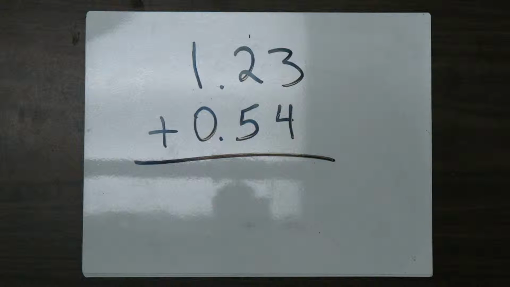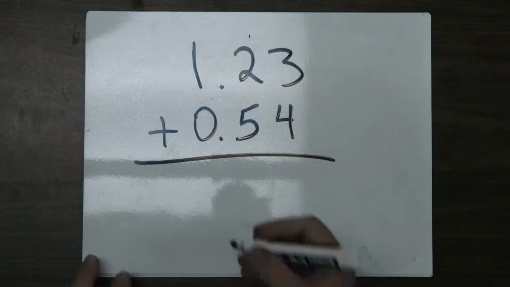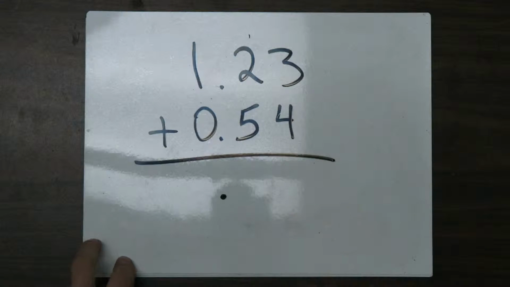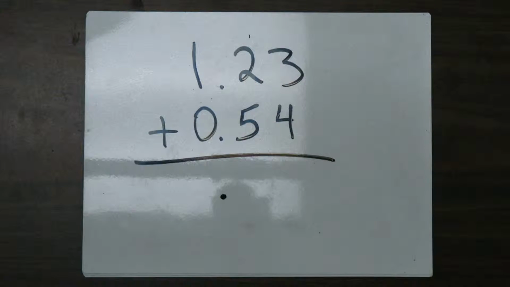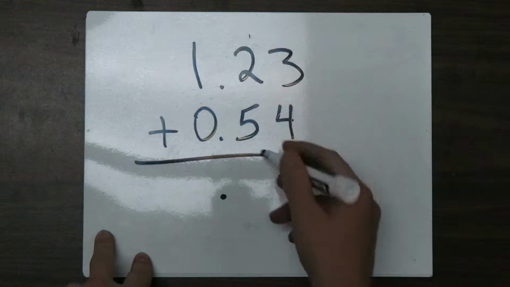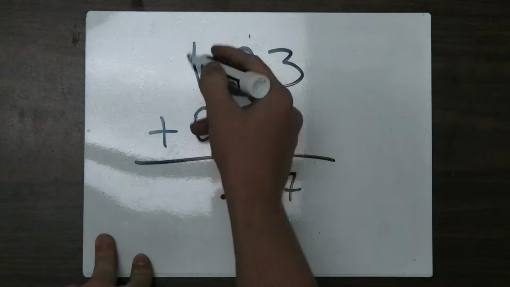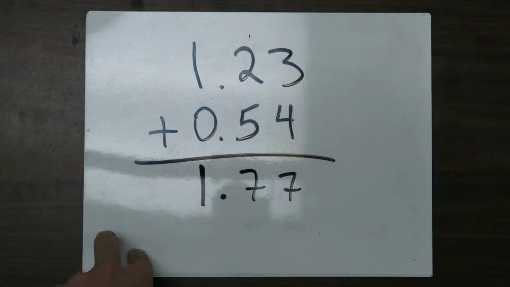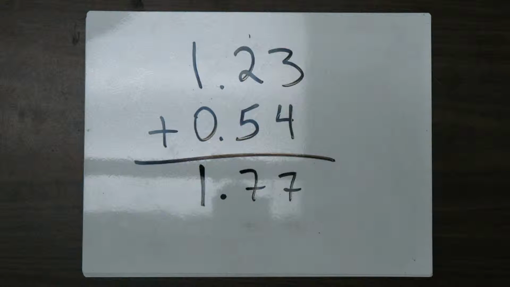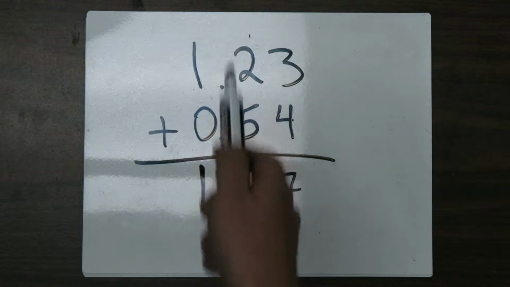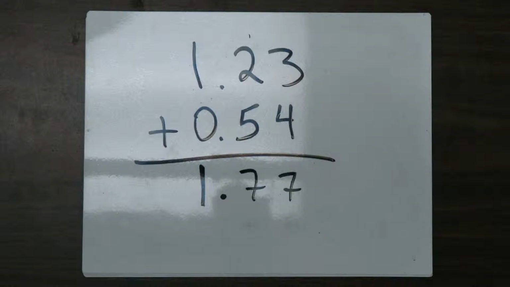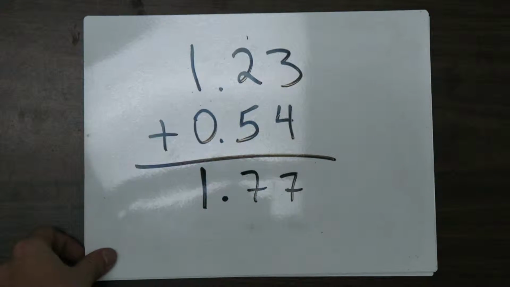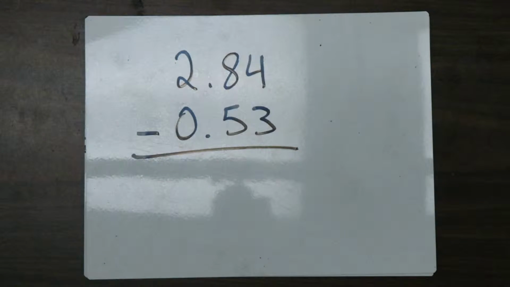Now why that helps me is because in my answer, I know exactly where to put my decimal point. It's also going to stay in that same line. Then it just becomes a simple addition problem. 4 plus 3 gives me 7, 2 plus 5 gives me 7, 1 plus 0 gives me 1, and there's my answer, 1.77. Again, lining up the decimal point is the key here. If you do that, everything should be easy.